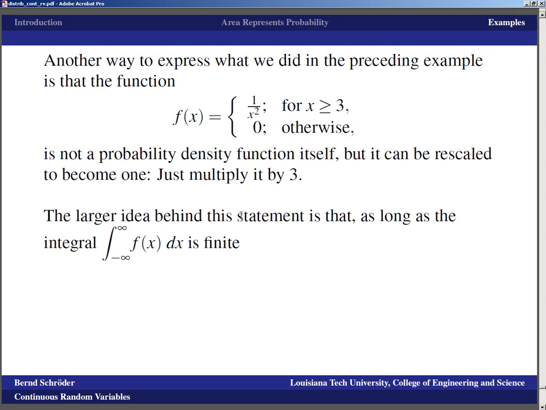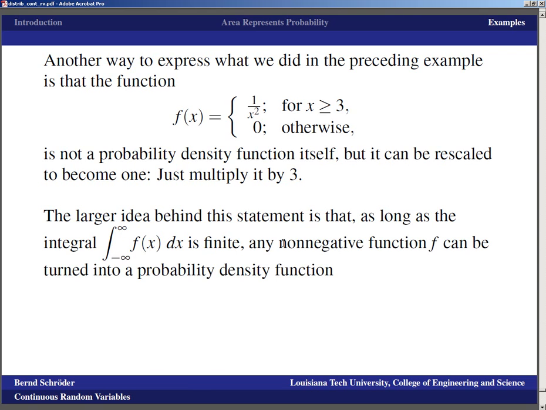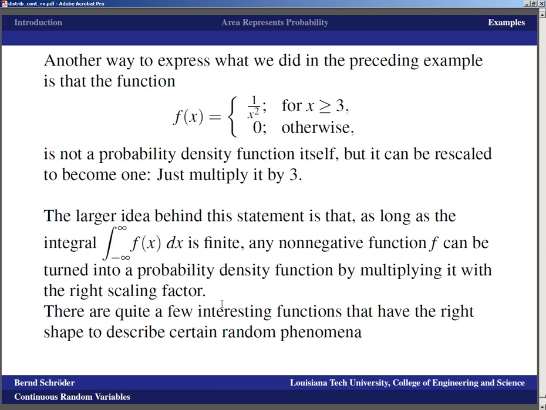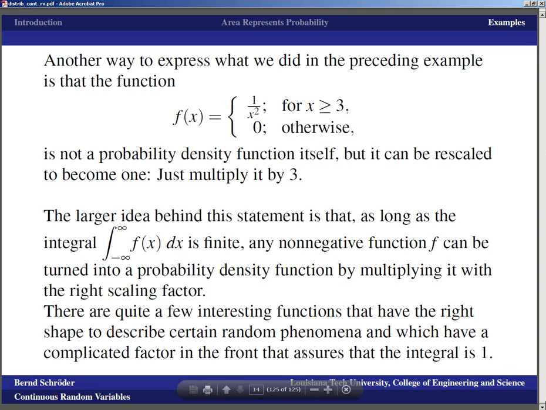And the larger idea behind problems that are phrased that way, to say, okay, rescale it so it becomes a probability density function, is that as long as the integral of the function over the whole real line is finite, any non-negative function f can be turned into a probability density function by just multiplying it with the right scaling factor. That is something that we're going to see in the following, because there will be quite a few interesting functions that just have the right shape to describe certain phenomena, but which have a complicated factor in front that assures that the integral is 1, because the function itself just has a really complicated integral.